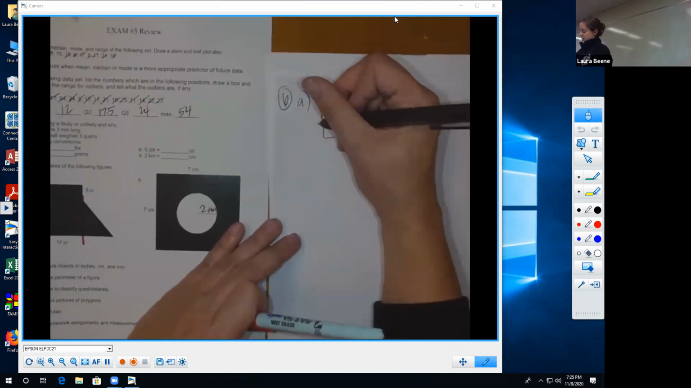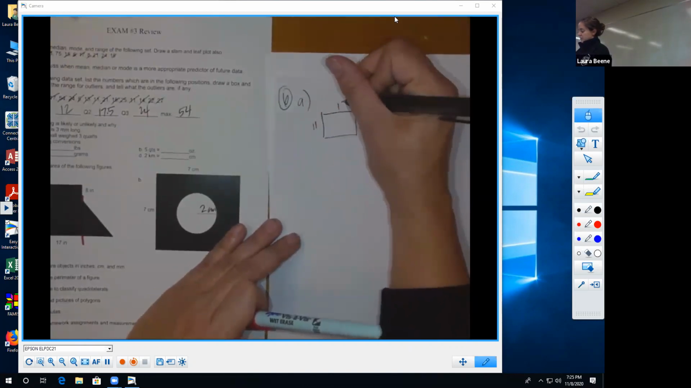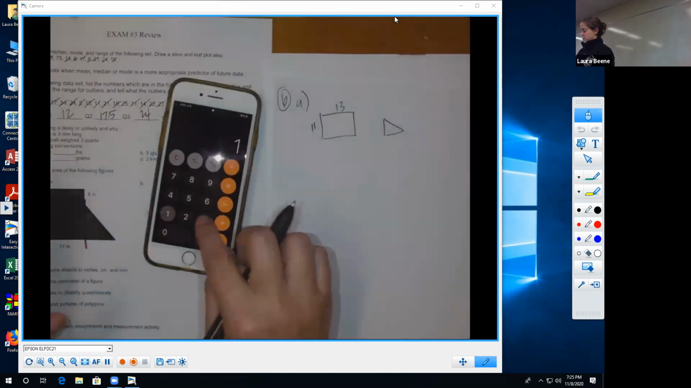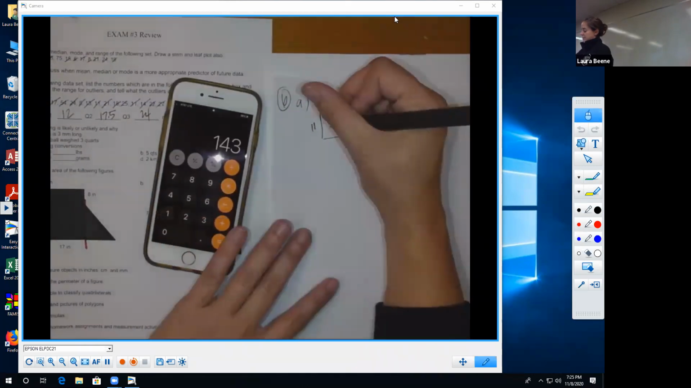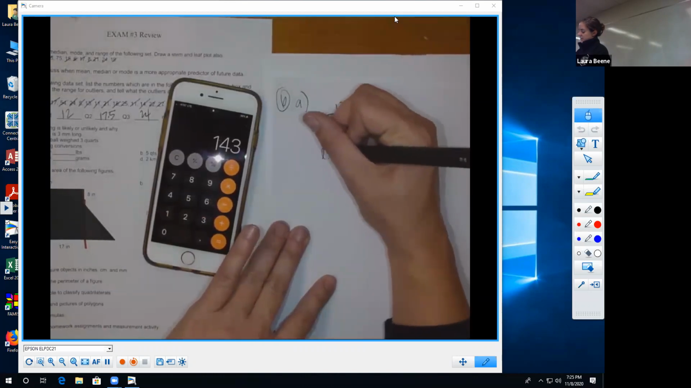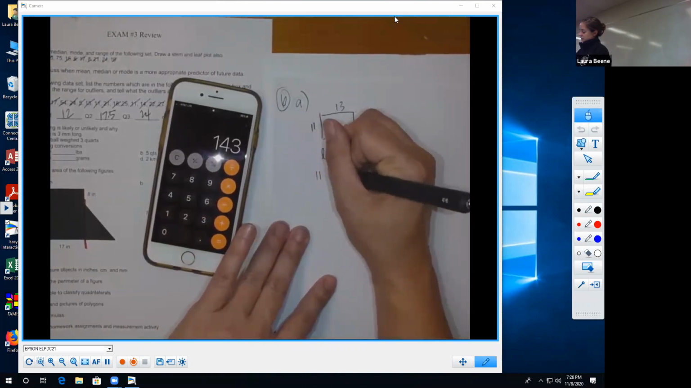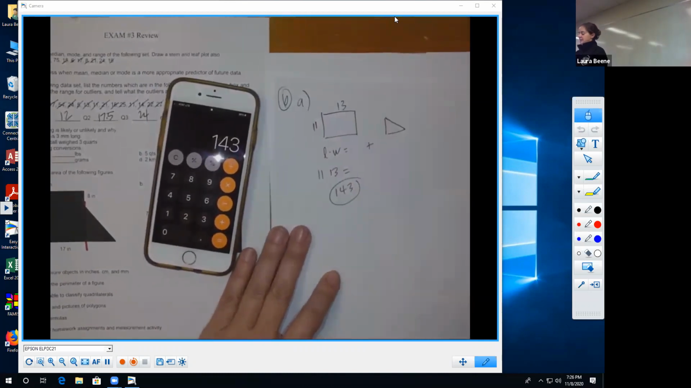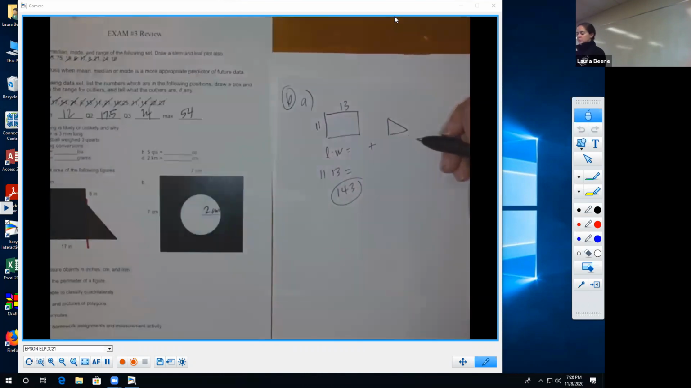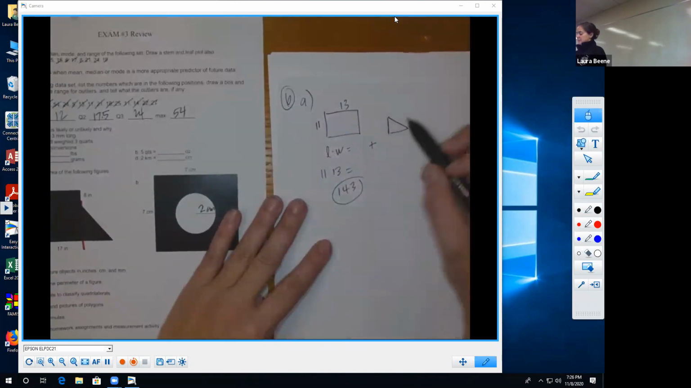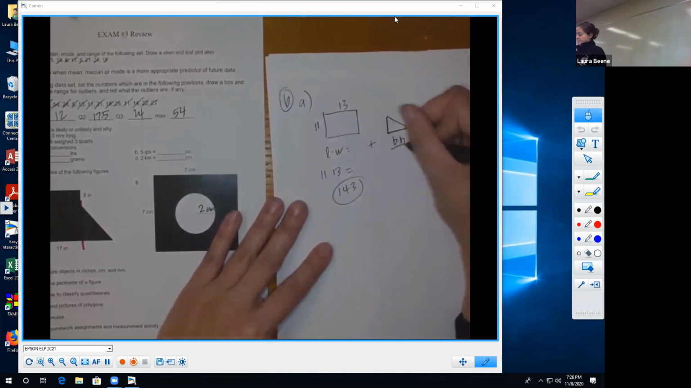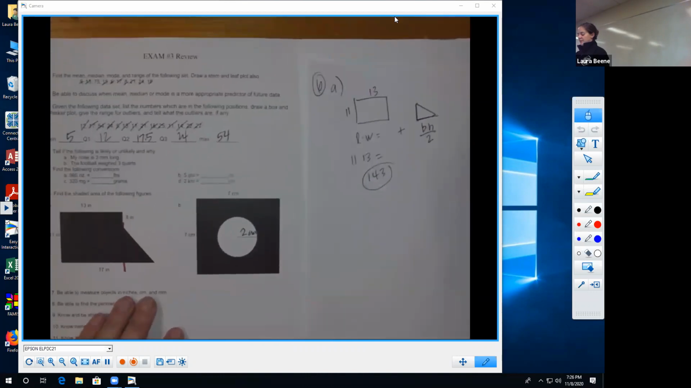For the rectangle, the length is 13 and the width is 11. So you're just doing 13 times 11, which is 143. So the area here is length times width, which is 11 times 13, which is 143. I need to add that to the triangle. The measurements for the triangle, it's base times height divided by 2, or 1/2 base times height.